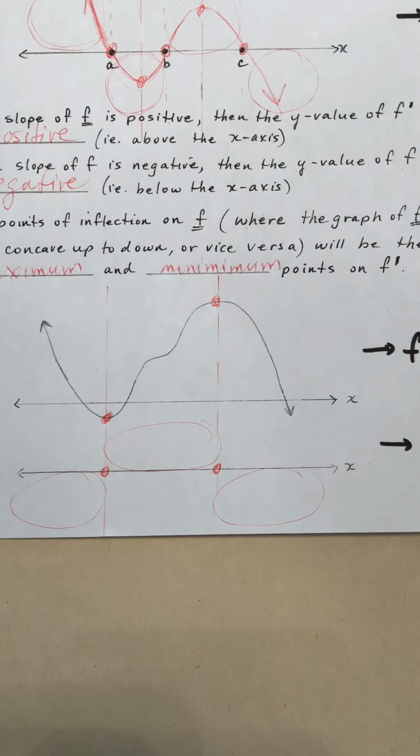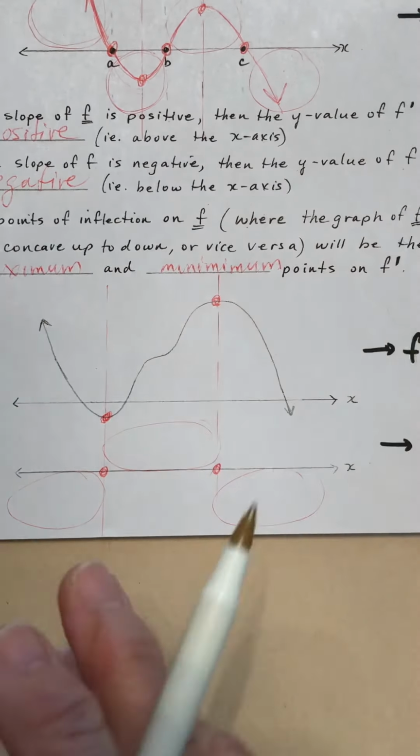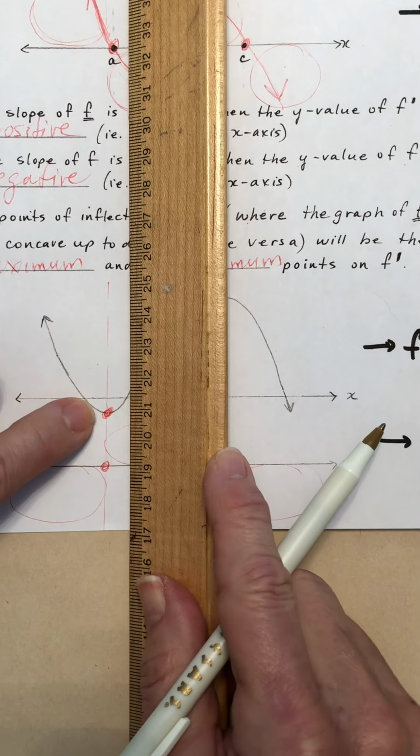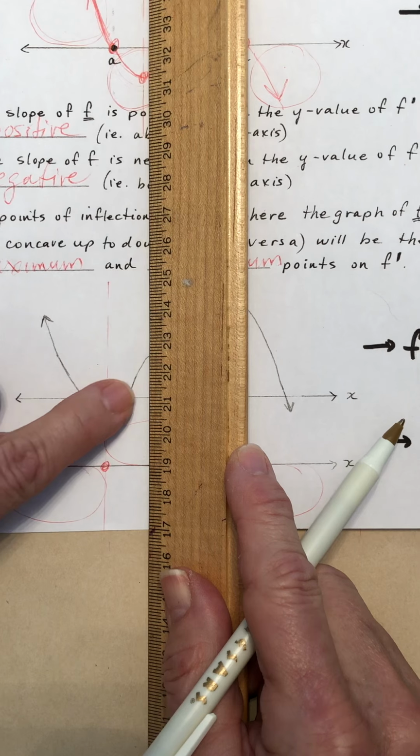I need to look at the POIs. If I'm checking out this graph and kind of moving along, I'm pretty comfortable this thing is concave up until about here.